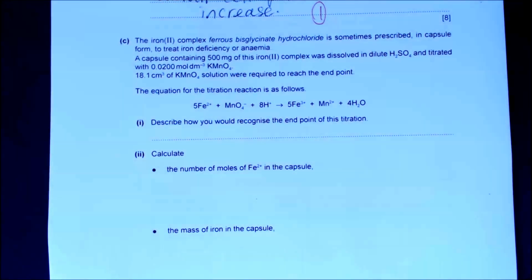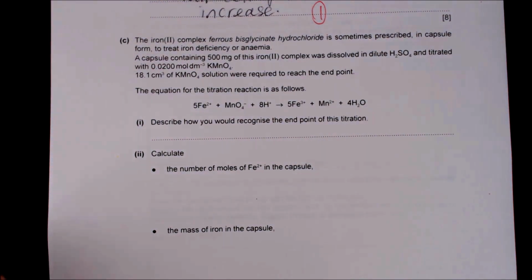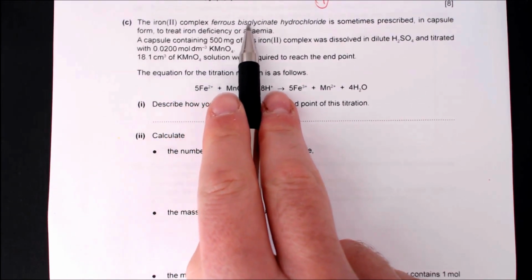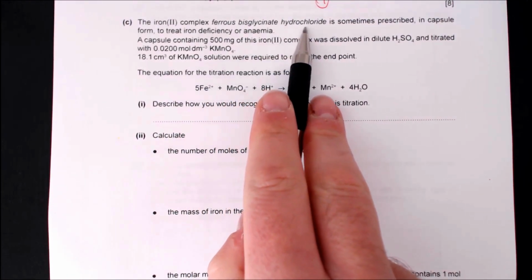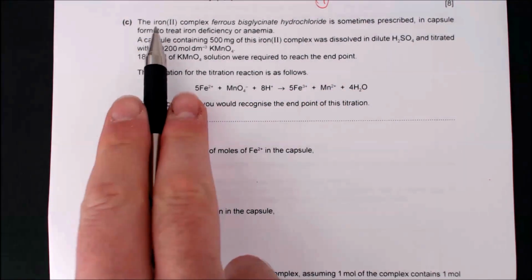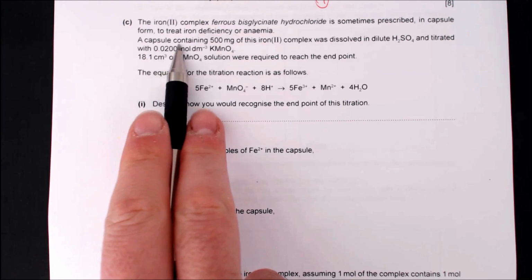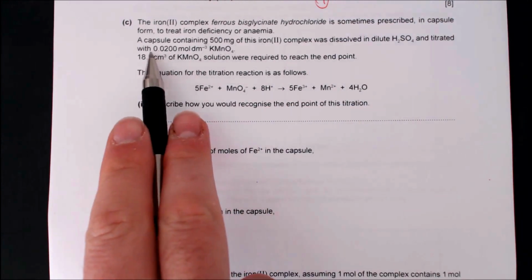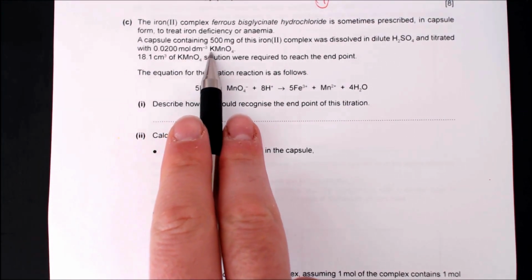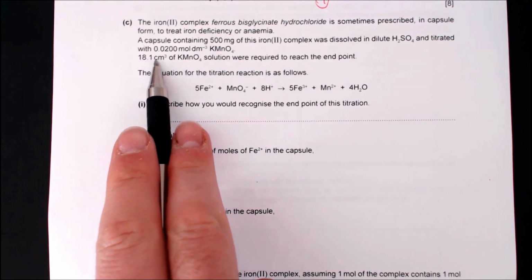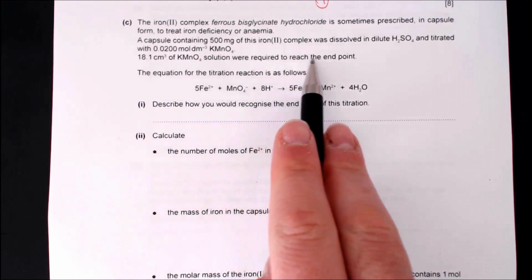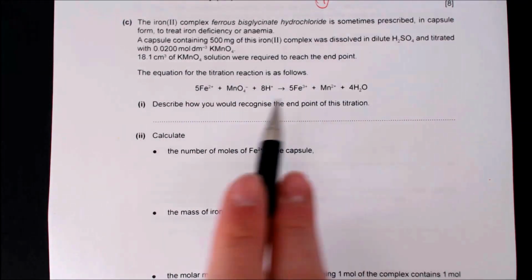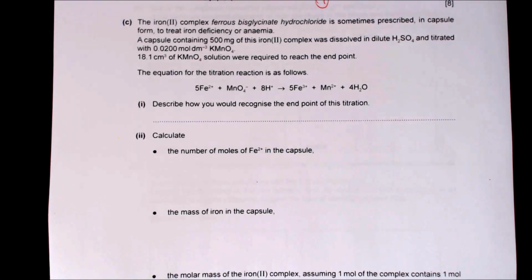Okay, so this is numbers up there. Right, so this is C. It says the iron 2 complex ferrous bisglycinate hydrochloride is sometimes prescribed in capsule form to treat iron deficiency or anemia. A capsule containing 500 milligrams of this iron 2 complex was dissolved in dilute H2SO4 and titrated with 0.0200 moles per dm cubed potassium manganate. 18.1 centimeters cubed of potassium manganate solution were required to reach the end point. And it says the equation for the titration reaction is as follows. So you can see we've got it here. So it's describe how you'd recognize the end point of this titration.